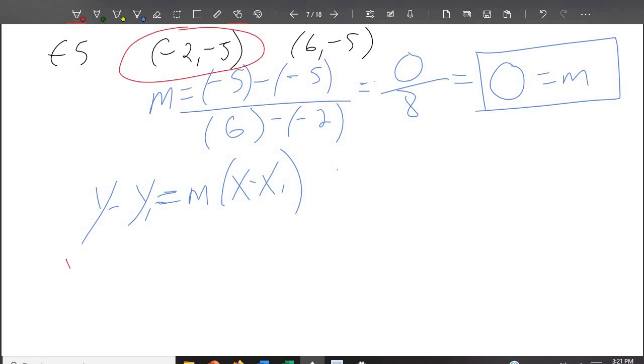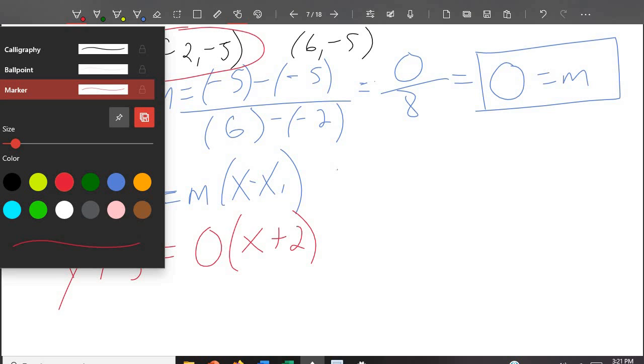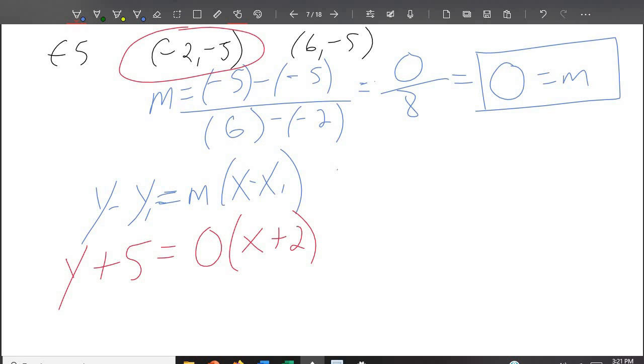All right. So we're going to have y plus 5. The negative on the 5 and the negative between the y's make it a positive. My slope is 0. We're going to get x plus 2. Okay. I hope y'all realize this is 0 times anything. It's just 0. So we have this.